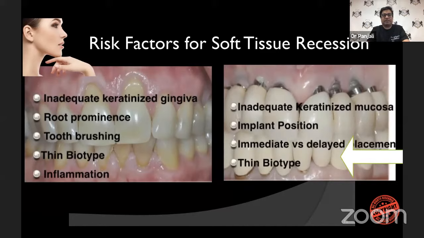Now, risk factors of soft tissue recession, what are they? Well, with implantology, it's mainly inadequate keratinized tissue to start off with, implant position. So if you place the implant too far facial, you are going to encounter recession. Then what kind of treatment have you done on cases? Immediate implant placement is a little bit more sensitive procedure than delayed placement. And of course, the biotype plays an important role. The thin biotype will always lead to a recession. So keep in mind that one of your goals with a thin biotype should be to, at some point, address that issue before you start to restore that implant.